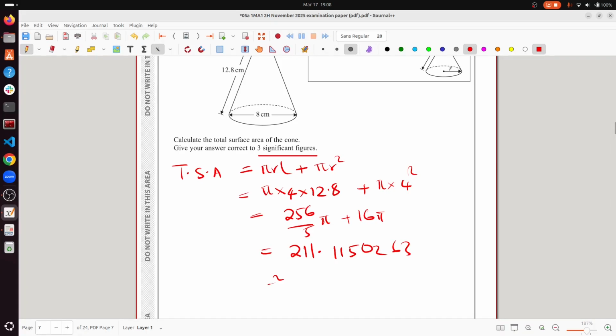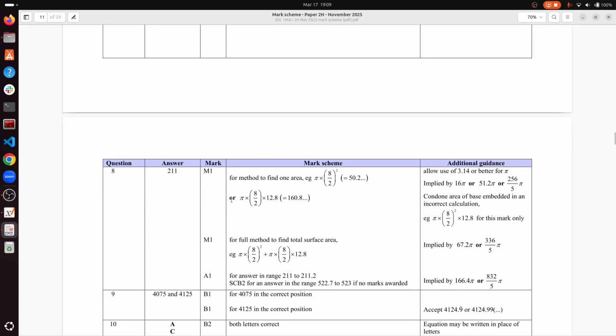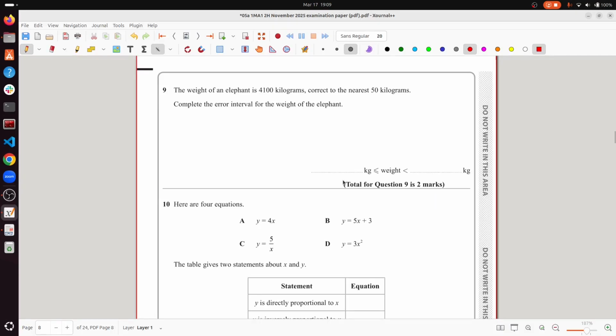211.1150.0263. They want the answer to 3 significant figures. The first 3 numbers should stay. The next one is 1, less than 5. So that is 211 area. So that should be cm squared. That's my answer for number 8. That's 211. That's correct.